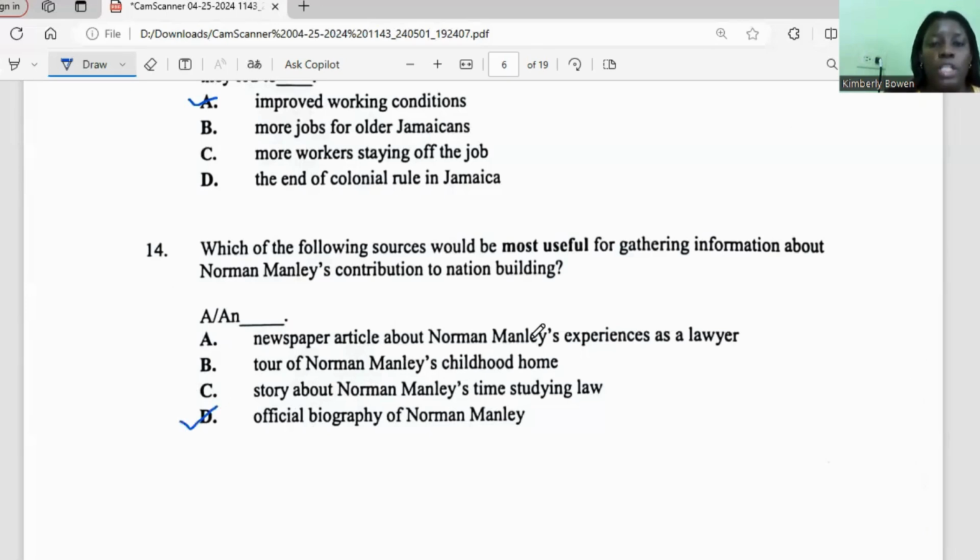Nothing else quite talks about his contribution to nation building. But when we see the biography, we'll see about his entire life, and then we'll be able to see some of the contributions he made to the nation.